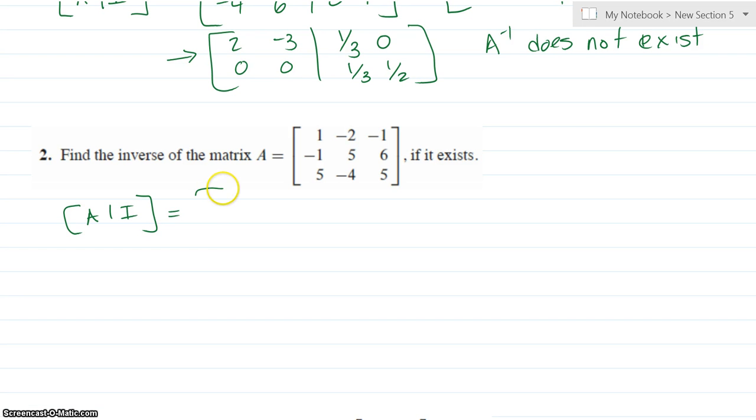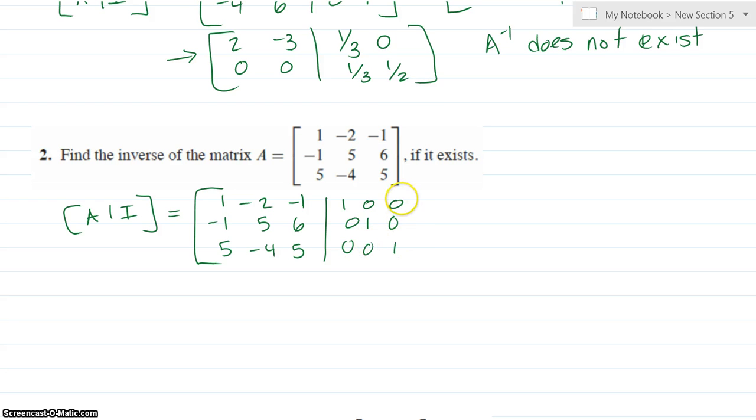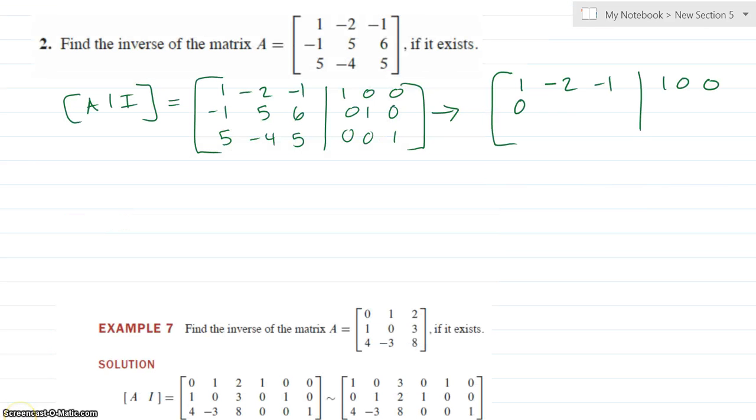So what do we have here? A is on the left, I is on the right, and we would like to make it the other way around. So let's first get a 0 by adding row 1 and row 2. That gives you 0, 3, 5, 1, 1, and 0. Now let's get a 0 in that third column.